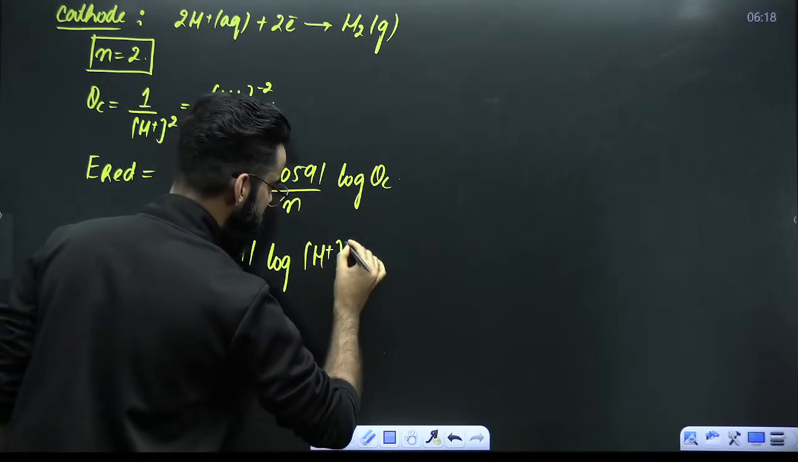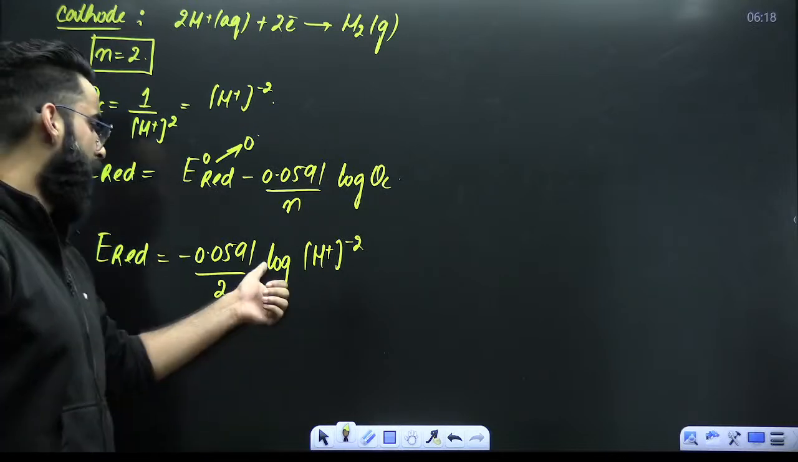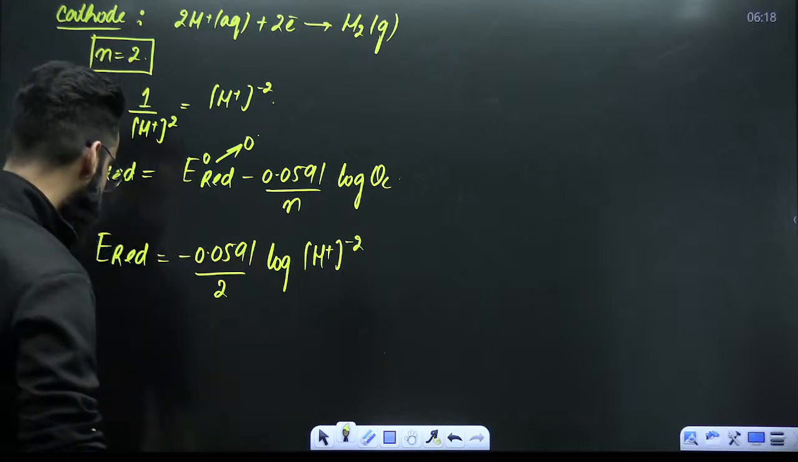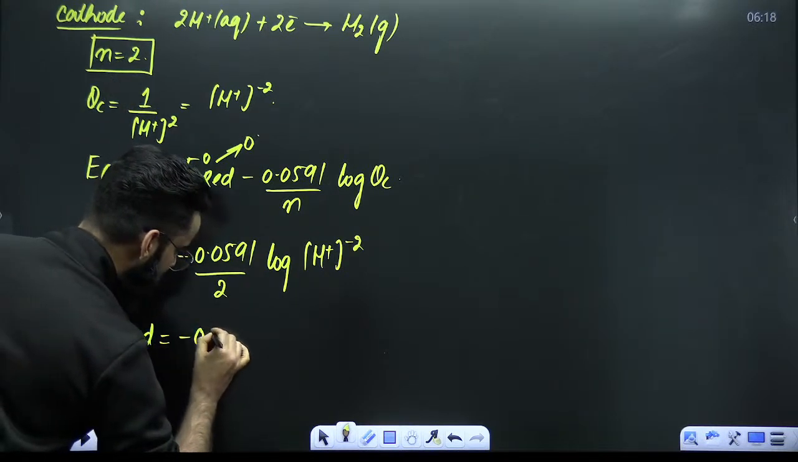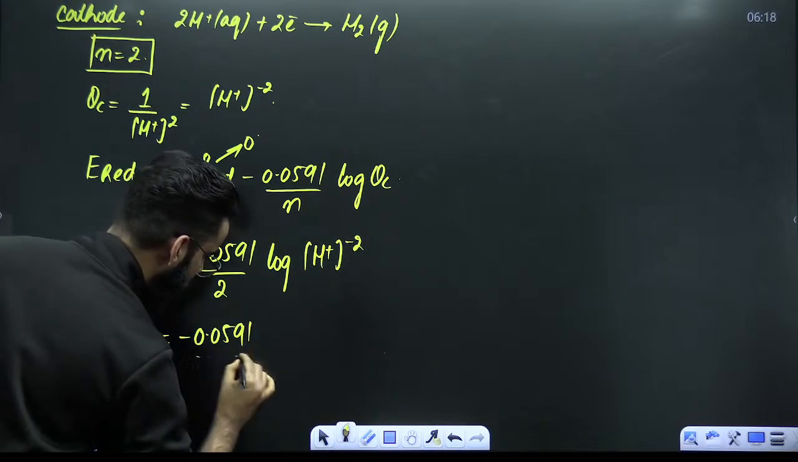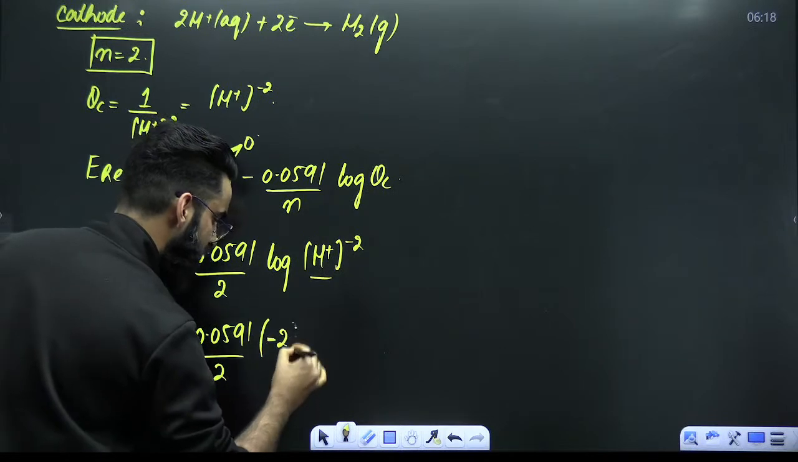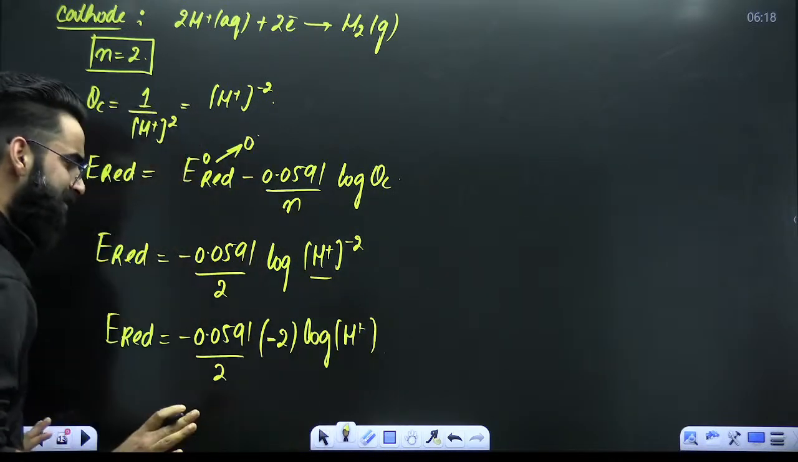QC is the concentration of H positive raised to the power minus 2. Perfect. Now, log of M raised to the power N, which has to be N log M, right? So I would say E_RED is equal to minus 0.0591 divided by 2. Log of M raised to the power N is N log M, so minus 2 comes to the front. Then it's going to be log of H positive here. Perfect. Simple maths I'm using, nothing else.